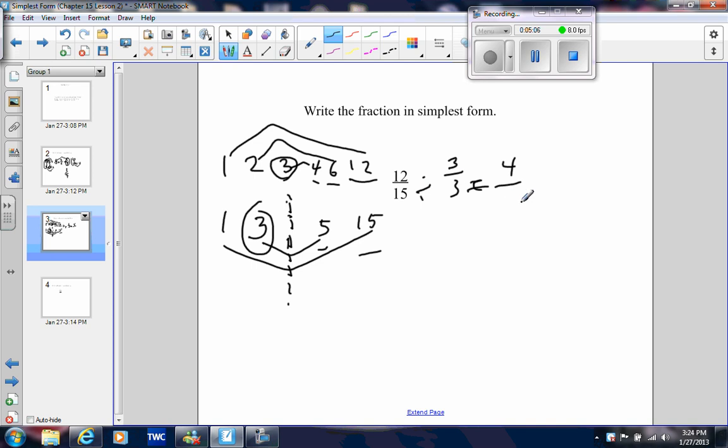And 15 divided by 3, which is 5. Alright, again, I take a look here. I get 1 and 4, 2 and 2. That's how I make 4. Those are factor pairs for 4.